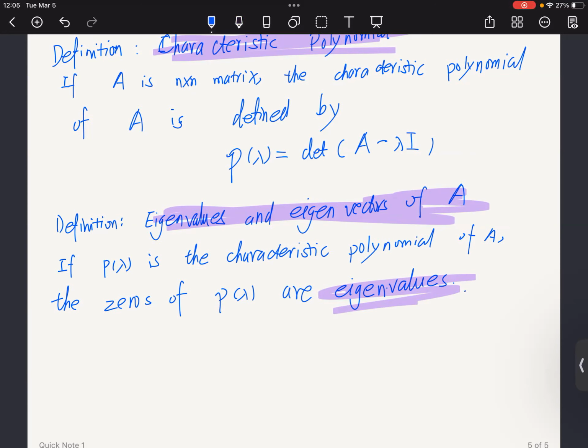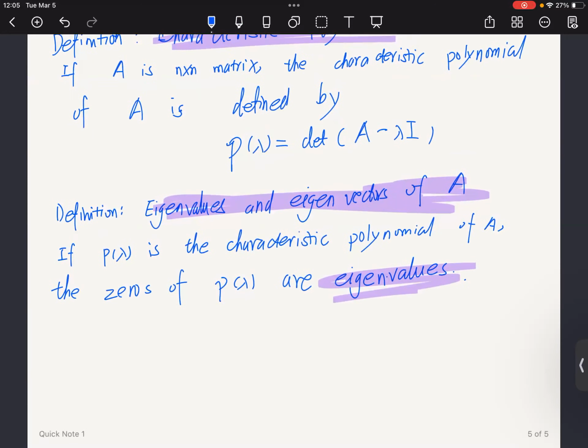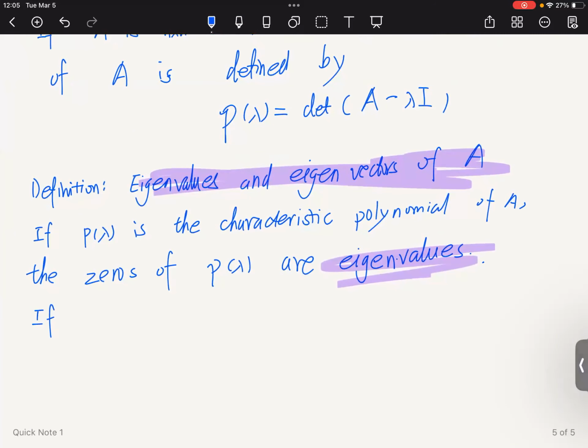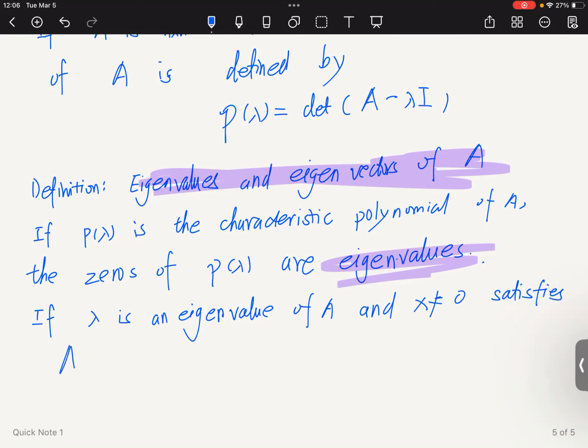And what about the eigenvectors? Eigenvectors are related to the eigenvalues. If lambda is an eigenvalue of A, and we have a non-zero vector X that satisfies (A minus lambda I) times X equals 0.